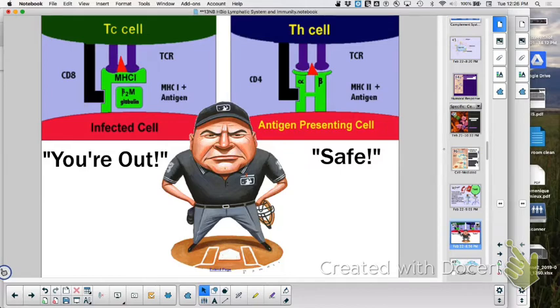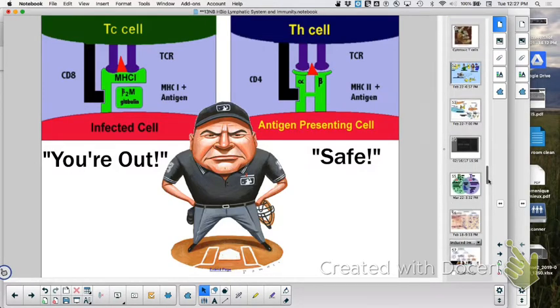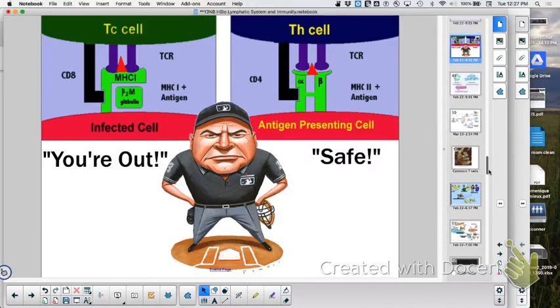Okay, so the receptor connects to the MHC2 and the antigen, and then CD4. Are you good?